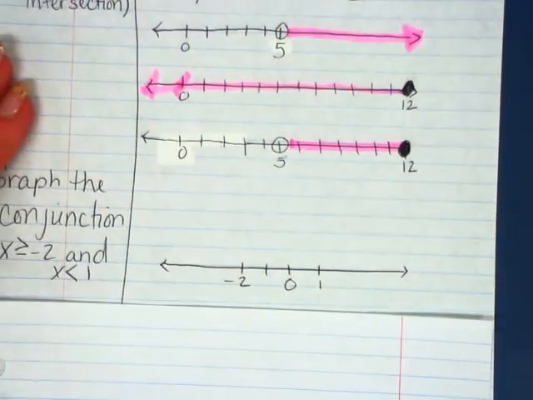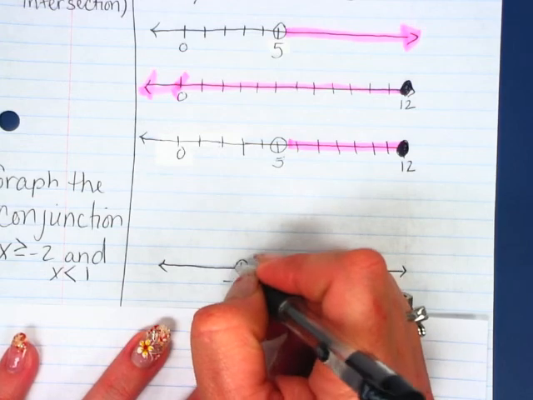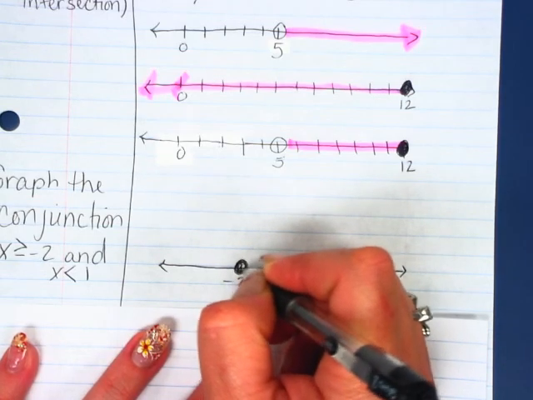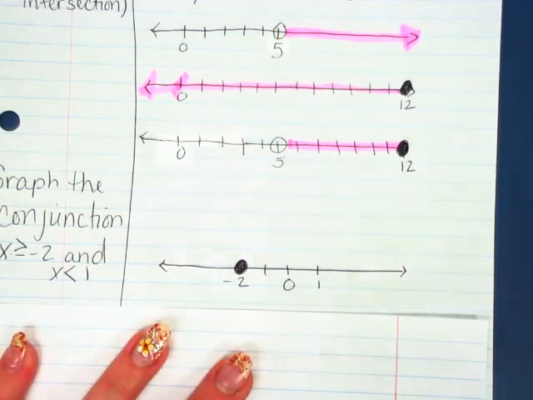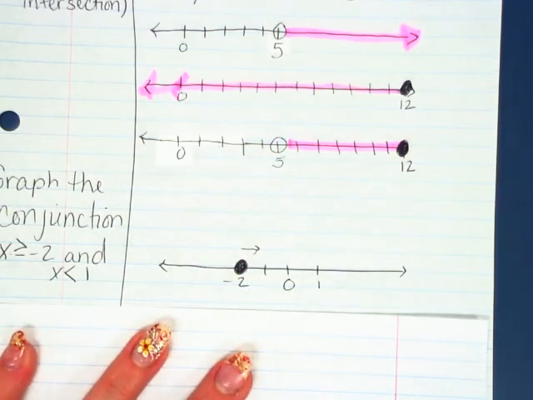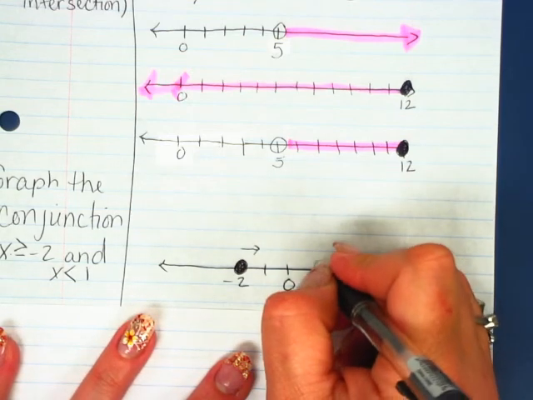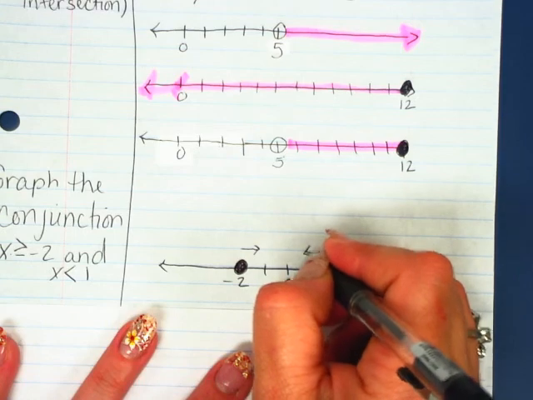Let's go ahead and graph another one. X is greater than or equal to -2. Equal sign makes it closed. It's greater than -2, that would be 1, 0, all the numbers on this side. Then X is less than 1, open circle, no equal sign. If it's less than 1, it's coming this way.